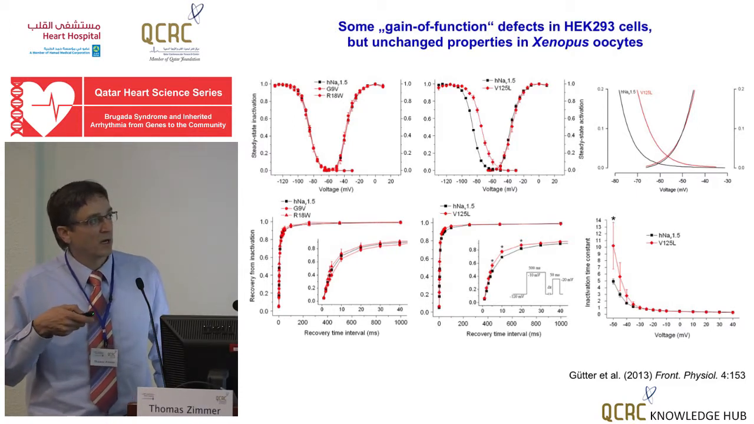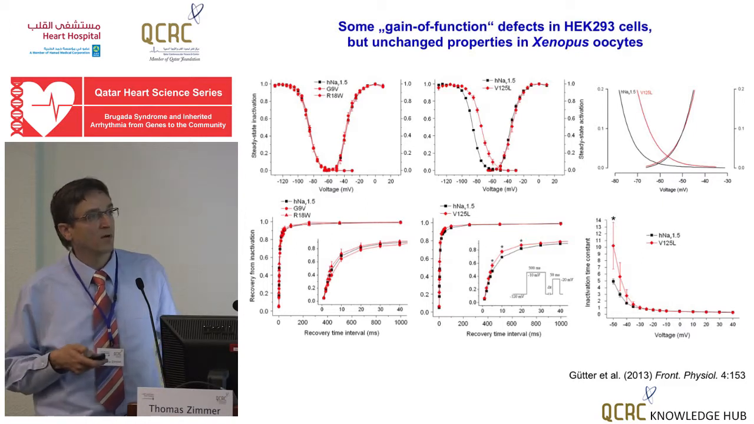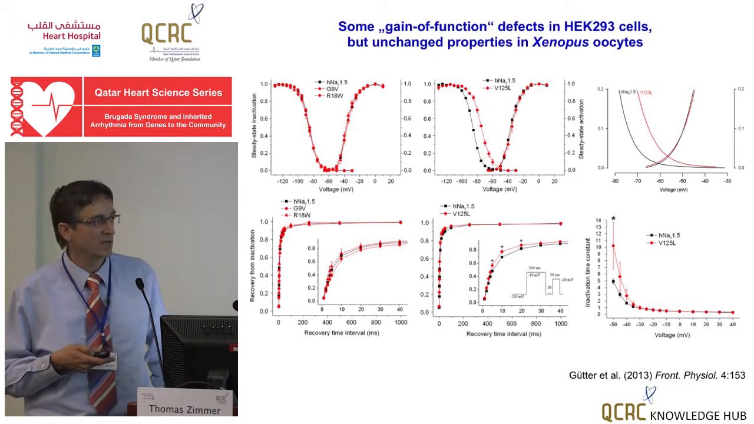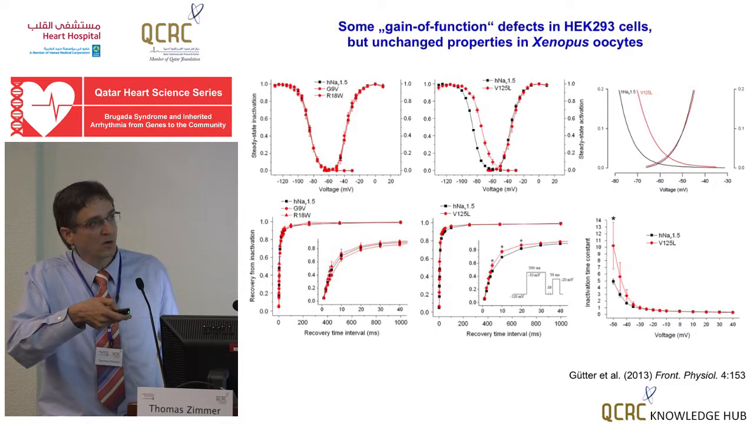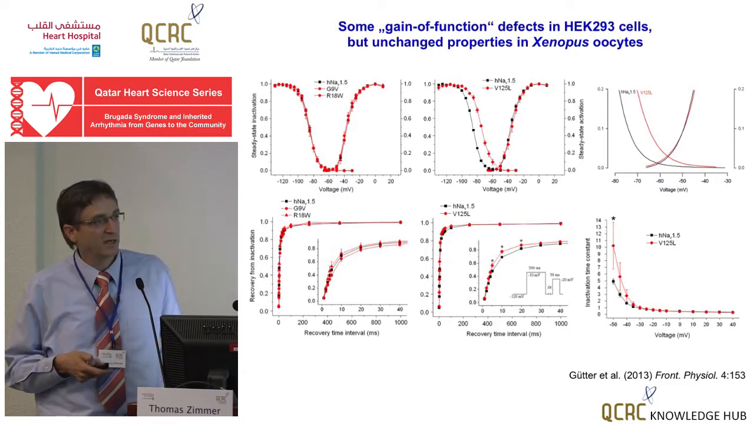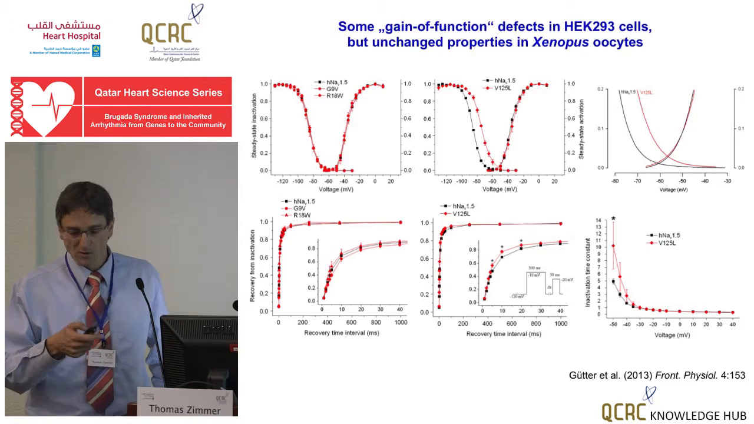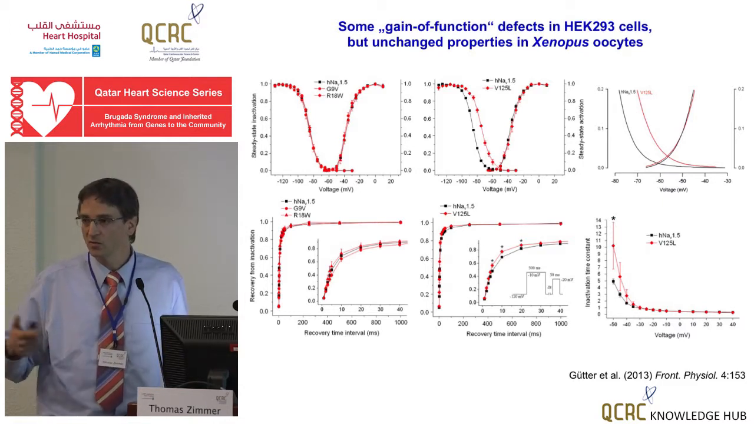In these 2 cases, we only saw a larger window current in one of those mutations, so that can explain the phenotype. The recovery was also enhanced here, so we can explain the phenotype of long QT when analyzing kinetics in this case, but in the other 2 not. So we couldn't see any effect. In the oocyte system, we did the same study, but there was no difference compared to wild type.